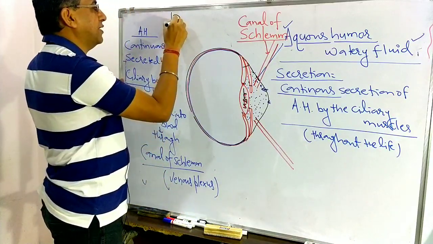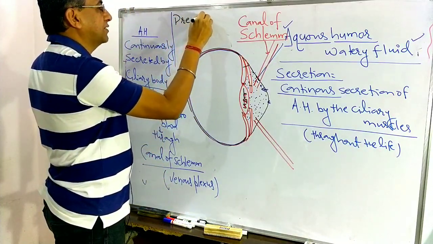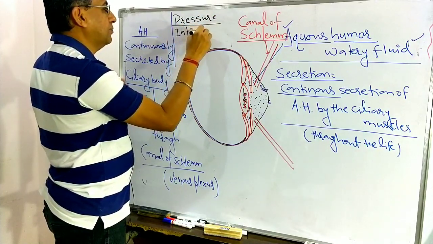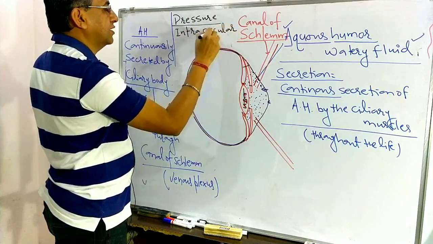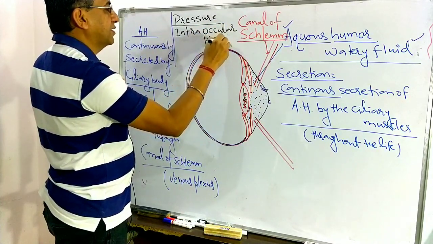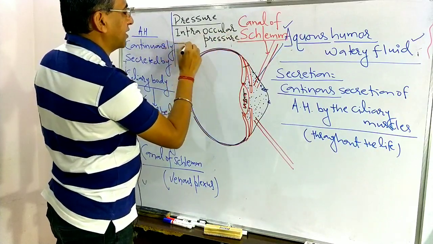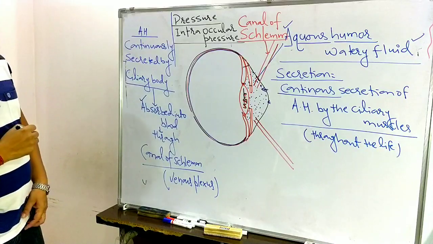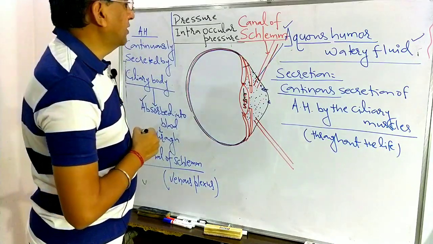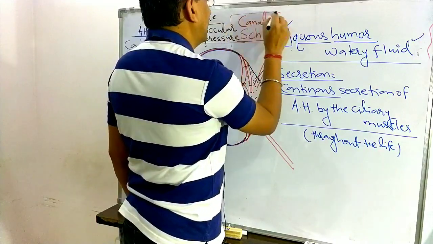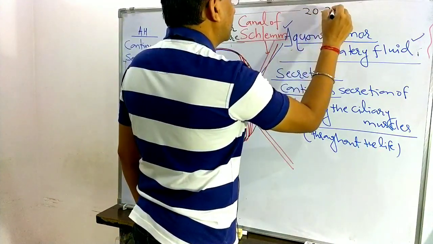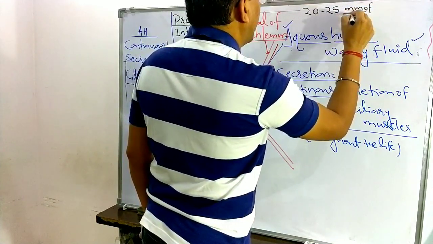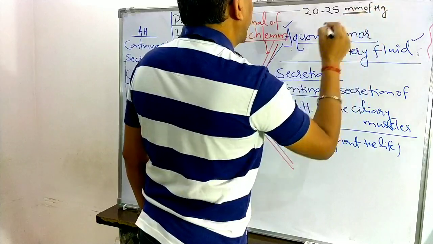The pressure which is developed by this aqueous humor is known as the intraocular pressure. The value of intraocular pressure is 20 to 25 mm of Hg.